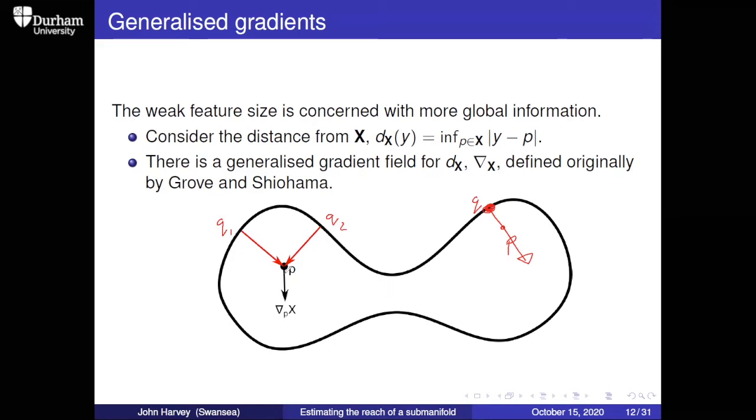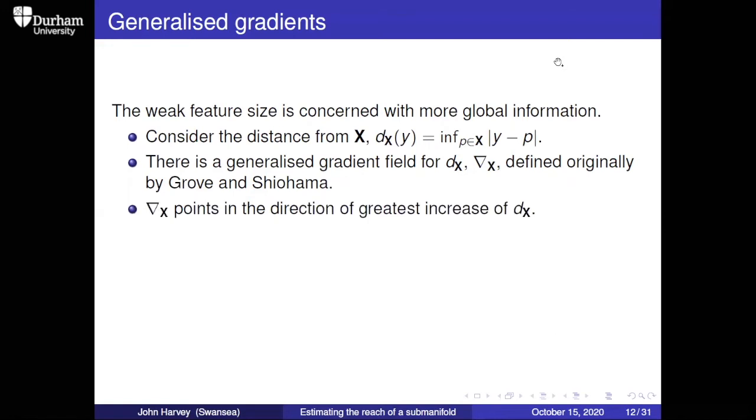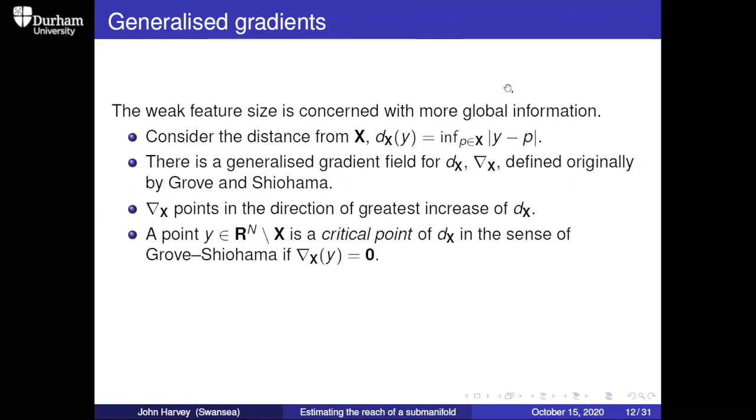And if you travel in this direction, you're not going to get away from the submanifold at unit speed for every unit you travel. It's going to depend on this angle here. So that's a sort of a gradient field that you can use. It tells you how to increase the distance from the submanifold. And then you can say you've got a critical point if you're not able to get away from the submanifold. So I've got a couple of pictures of what that would look like.